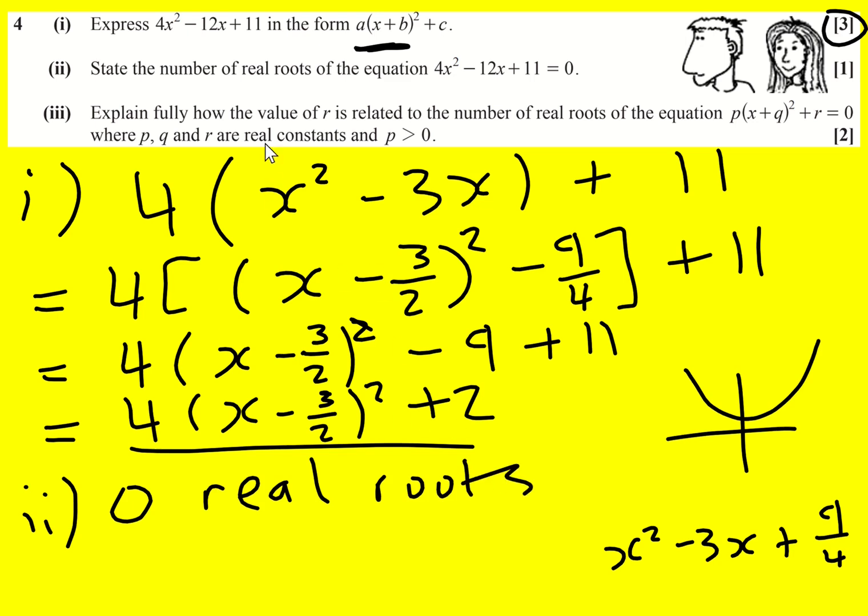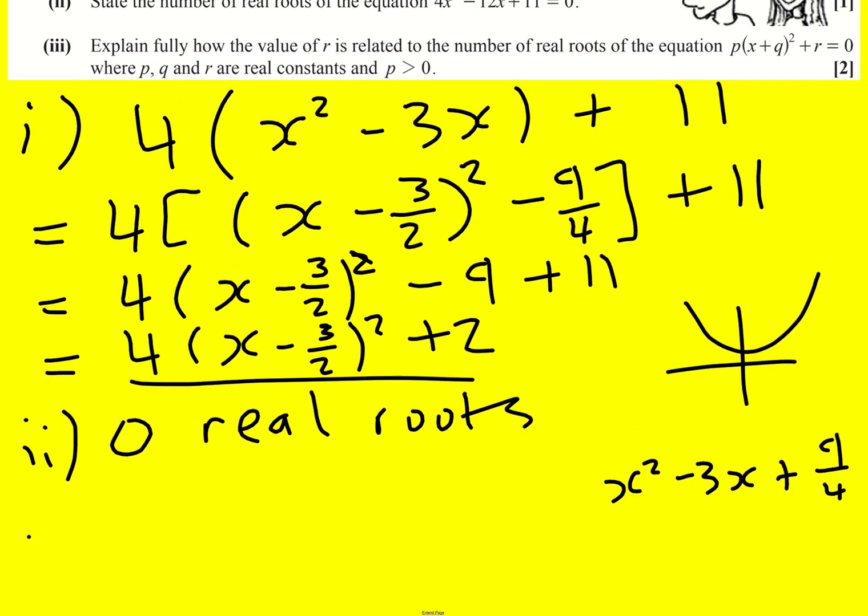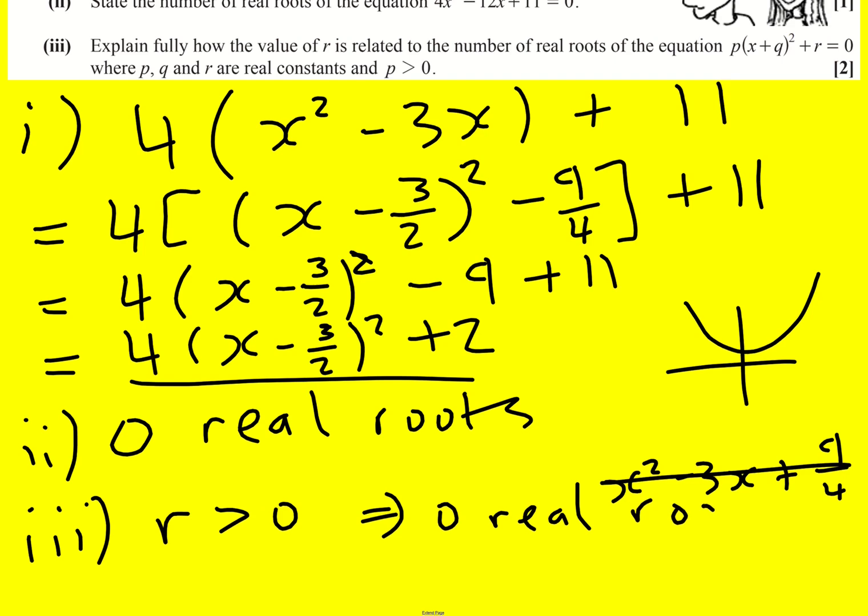Finally, explain fully how the value of r is related to the number of roots of the equation in completed square form, where p, q, and r are constants and p is greater than 0. Well, we've just spoken about when r is greater than 0, because that would mean that it's above the axis, and then we get 0 real roots, just as before. What happens in other cases?